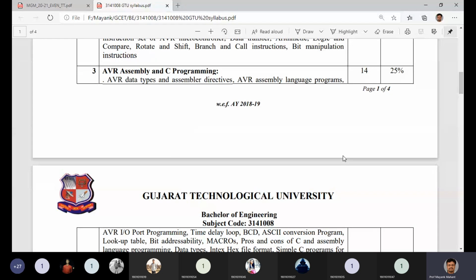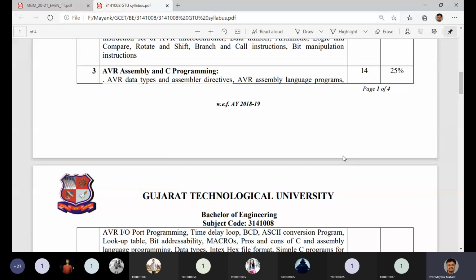So whether you are writing your code in assembly or C, generally you need to have a hex file. Whether it is an assembler or a compiler, it will finally generate a hex file, and that hex file can be loaded into your microcontroller or microprocessor.